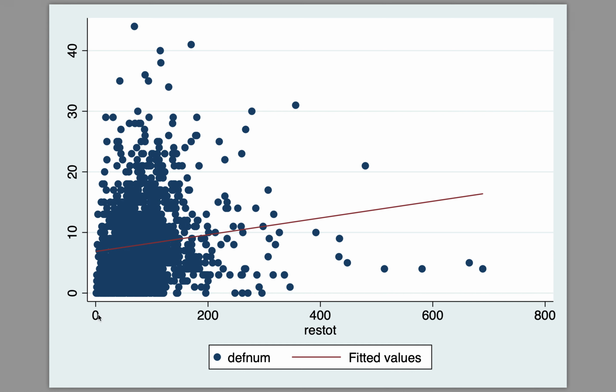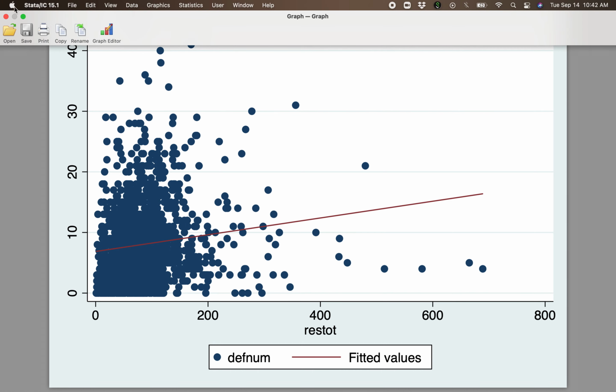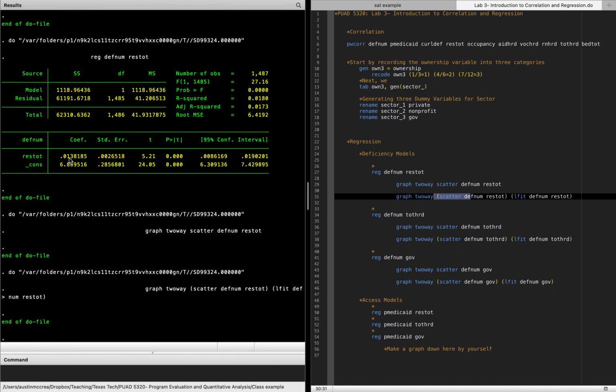Now also keep in mind what happens when the value of x is equal to 0. We see that baseline value of about 6 that we saw as the constant. So every 1 unit increase in this x-axis increases the slope by, what is it, 0.013. So we start off at 6.8, that's the intercept, and every increase of this variable predicts a 0.01 percentage point increase in the number of deficiencies.